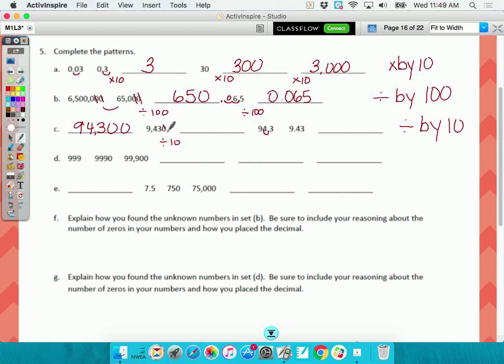How many zeros do I cross off? 1. 943. Now I divide by 10. But I can't cross off zeros. What do I have to do? Move the decimal. How many? 1. Which way? To the left. How do you say that number? Corbin. 943,000. Yep. 943,000.